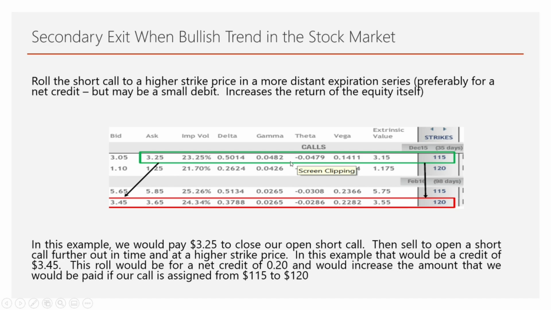So here I close the current short call sell for 325 and open a new one for 345. So I get more premium here. Not only that, I'm rolling out the strike from 150 to 120. What happens if the stock price goes beyond 120? I can sell it for $120. I get more premium and a higher strike. Higher strike means I can sell the stock for a higher price. This is one of the secondary exits in case of a bullish trend.